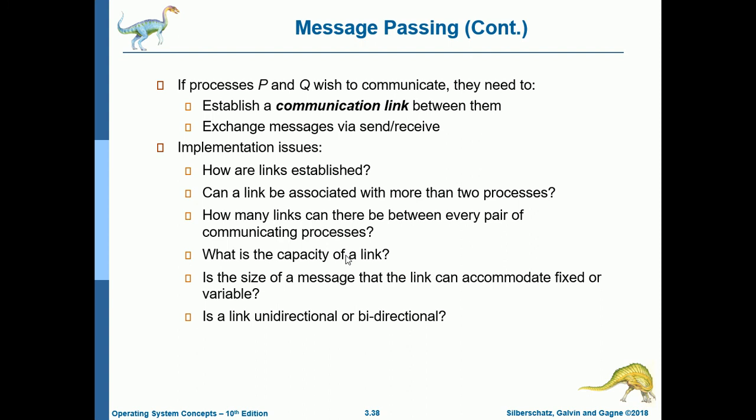How many links can there be between every pair of communicating processes? What is the capacity of a link? Is the size of a message that the link can accommodate fixed or variable? Is a link unidirectional? For example, in unidirectional, only P can send the message while Q will always receive it. Q cannot send a message to P. So that's unidirectional, or bidirectional, of course: P can send and receive, and Q can also send and receive messages.